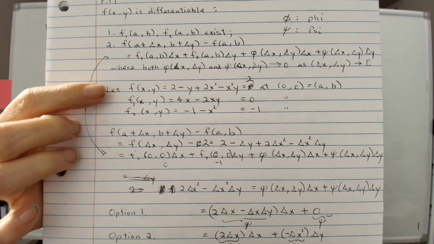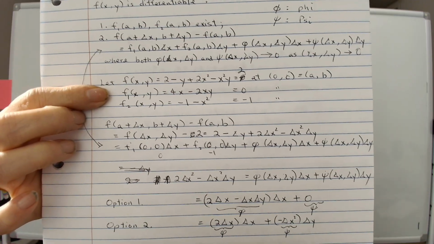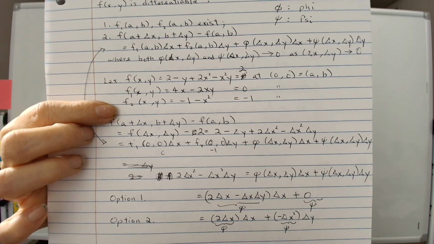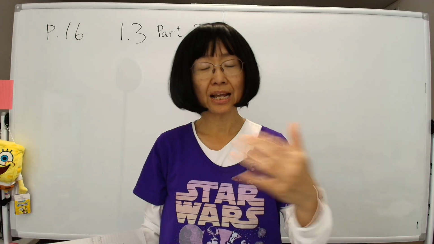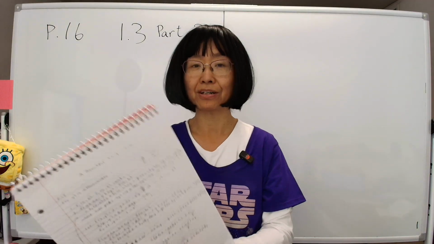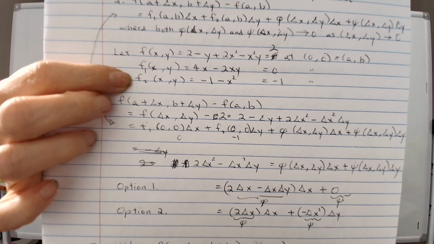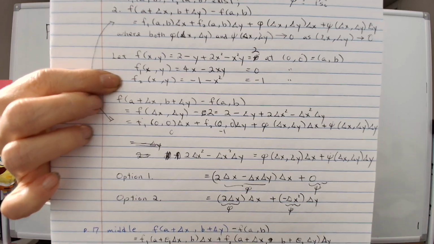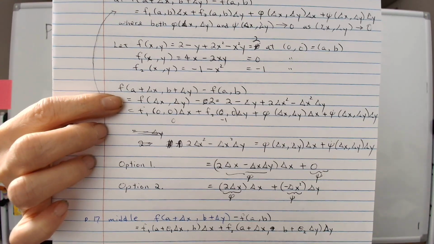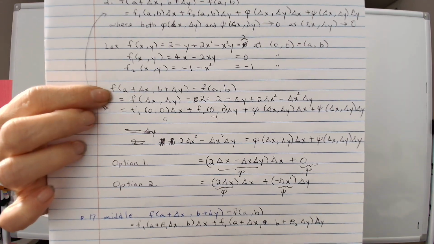Here's the function. I calculated f1 to confirm that the book is correct, where at (0, 0) it does equal 0, and I calculated f2. Remember what f1 and f2 are: they're the partial derivative with respect to the first position variable or the second position variable, and that's how the book likes to call it. So f1 is the partial with respect to x, and f2 is the partial with respect to y.